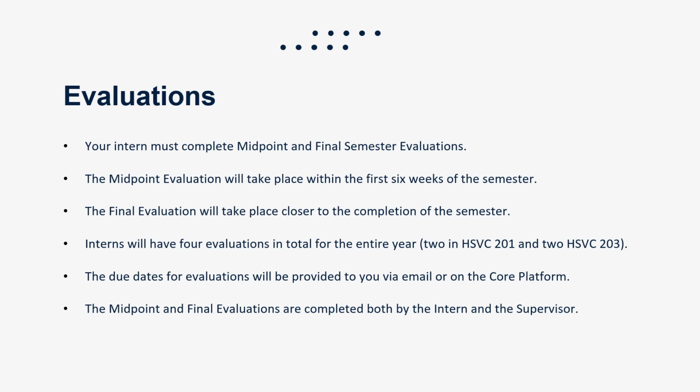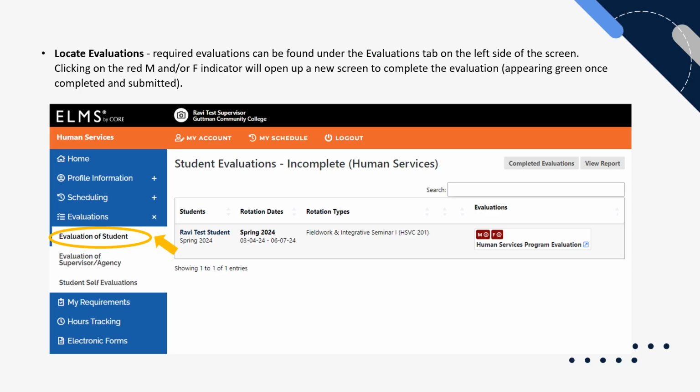Interns will have a total of 4 evaluations throughout the year, 2 during HSBC 201 and 2 during HSBC 203. The due dates for these evaluations will be communicated via email or through the Core Elms platform. To access the evaluations, navigate to the Evaluation tab on the blue vertical menu bar on the left side of the screen. From the drop-down menu, select Evaluation of Student.